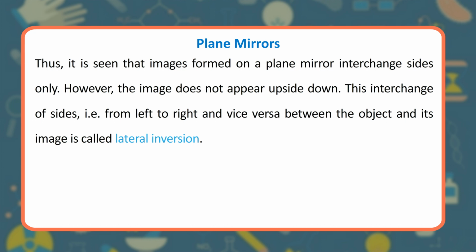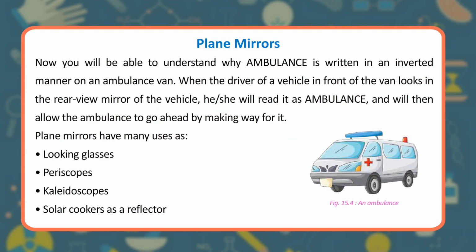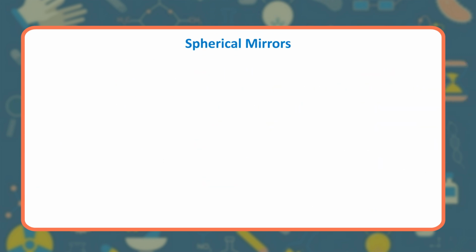This interchange of sides, i.e. from left to right and vice versa between the object and its image is called lateral inversion. Now you will be able to understand why ambulance is written in an inverted manner on an ambulance van. When the driver of a vehicle in front of the van looks in the rearview mirror of the vehicle, he or she will read it as ambulance, and will then allow the ambulance to go ahead by making way for it. Plane mirrors have many uses as looking glasses, periscopes, kaleidoscopes, solar cookers as a reflector.